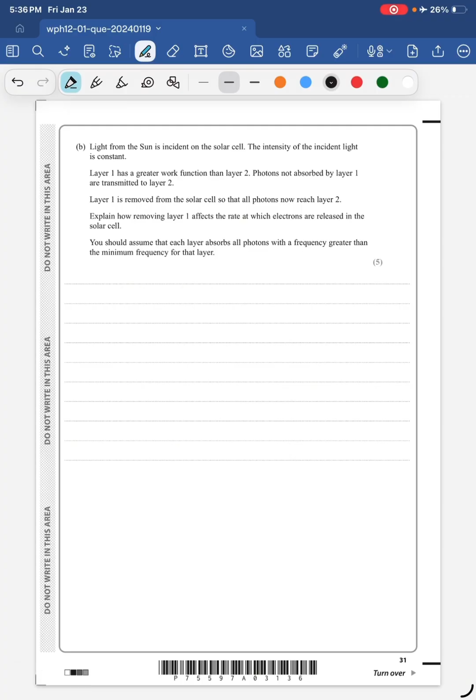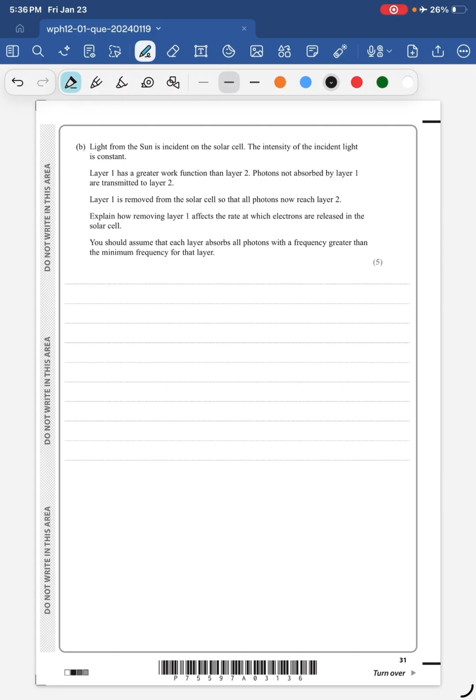Light from the sun is incident on the solar cell. The intensity of the incident light is constant. Layer 1 has a greater work function than layer 2. Photons not absorbed by layer 1 are transmitted to layer 2. Layer 1 is removed from the solar cell so that all photons now reach layer 2. Explain how removing layer 1 affects the rate at which electrons are released in the solar cell. You should assume that each layer absorbs all photons with a frequency greater than the minimum frequency for that layer.